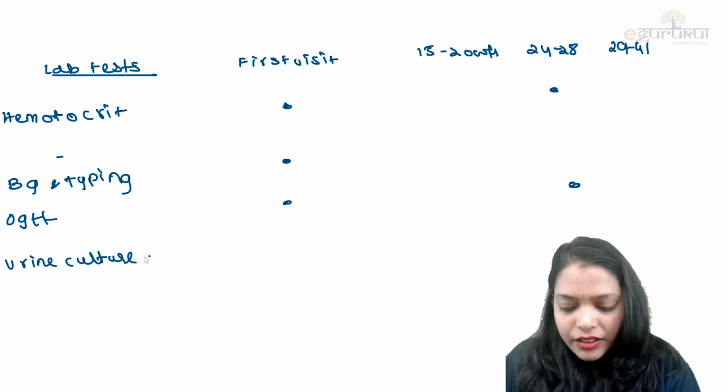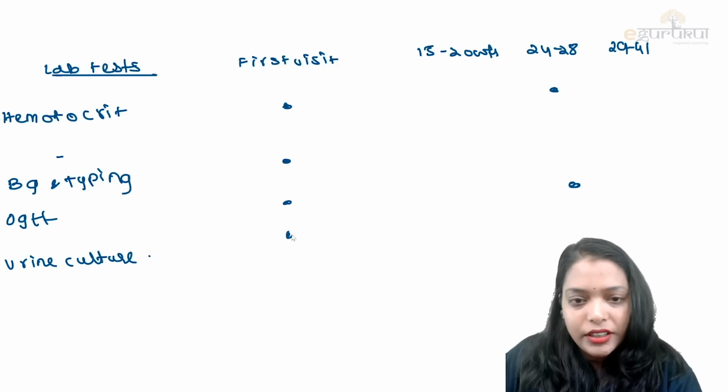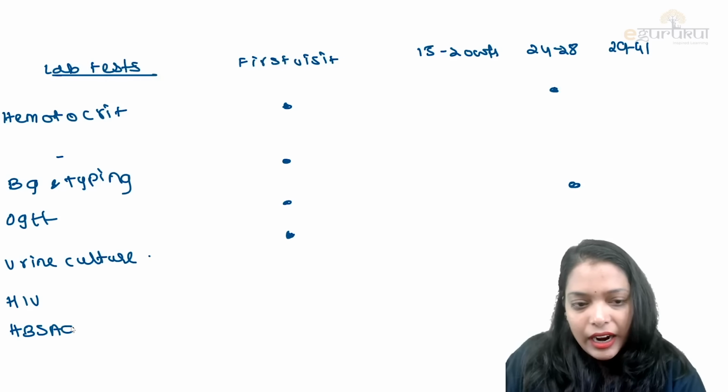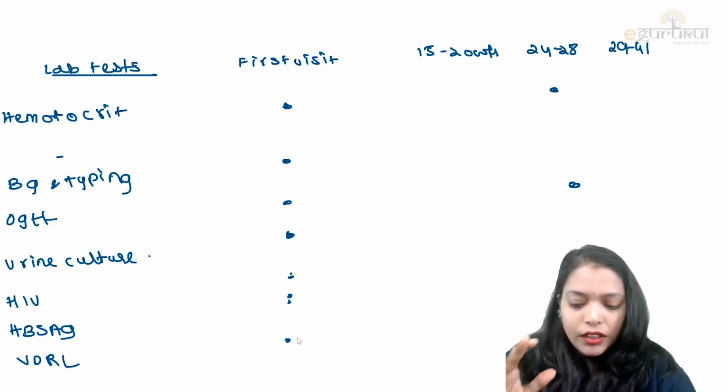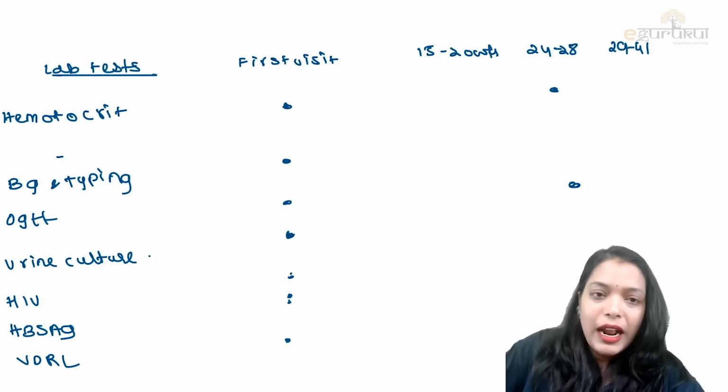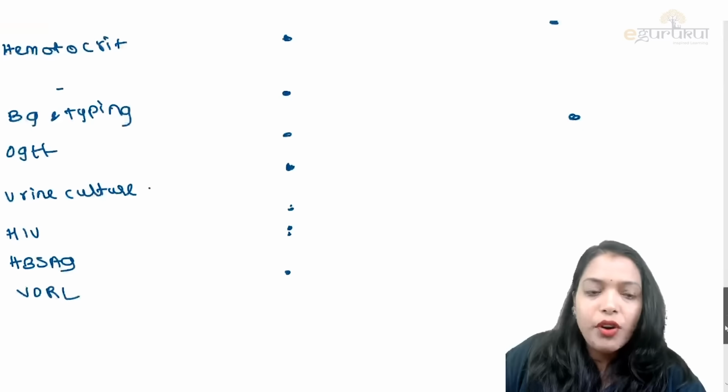So urine culture, we do urine routine, but yes, urine culture is what is advised at the first visit. Next, HIV, HBsAg and VDRL at the first visit. So this is what we routinely do, and Williams also tells to do the pap smear. So this is what routinely we do.